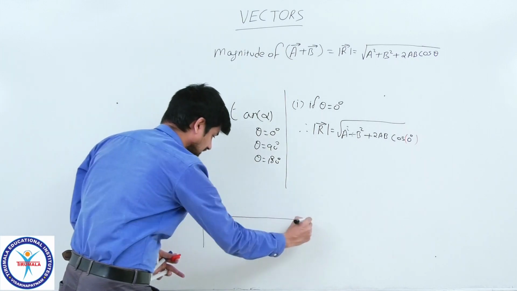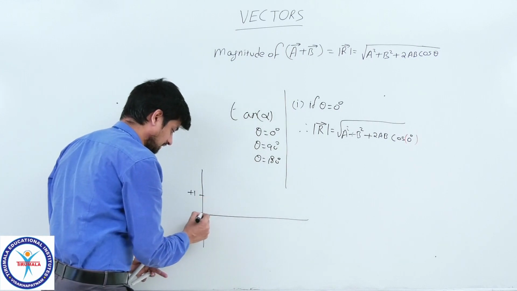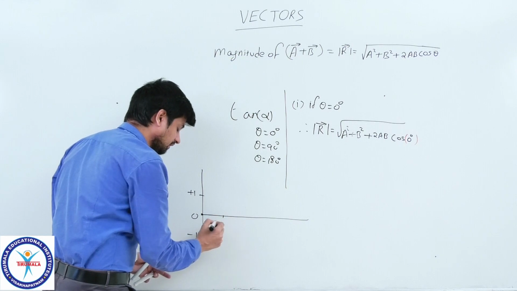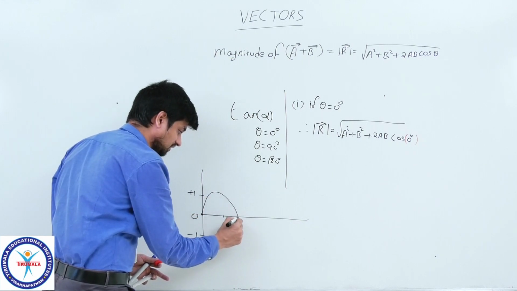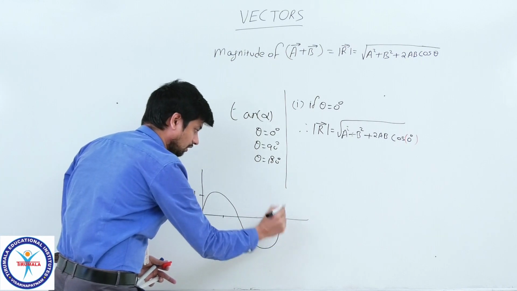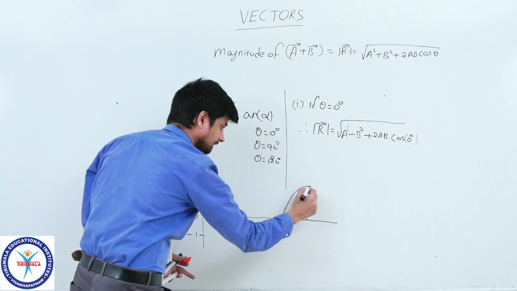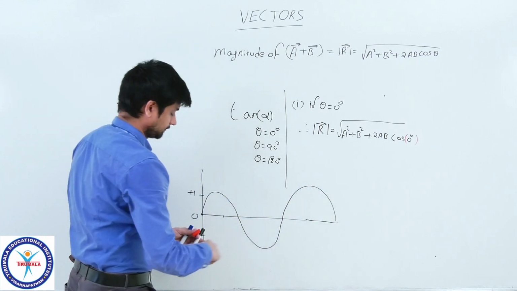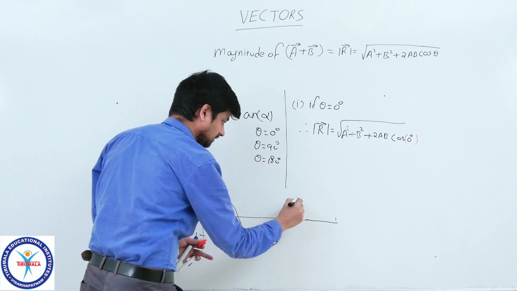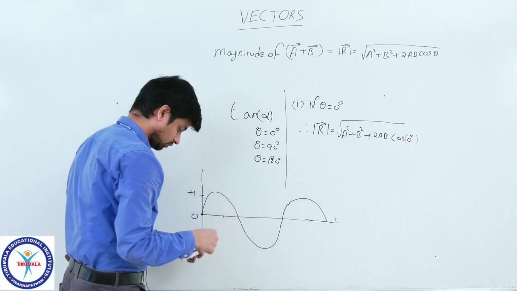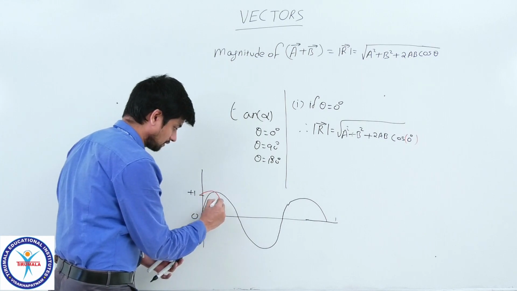Look at this: plus 1, minus 1, 0. Here I am drawing the sine function and the cosine function. This red color is the cosine function.